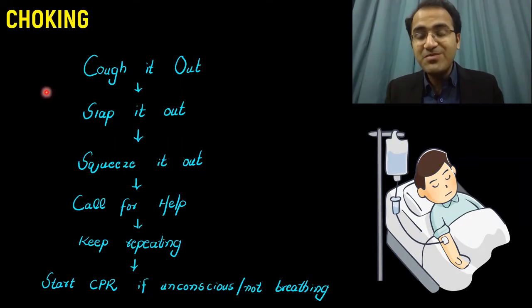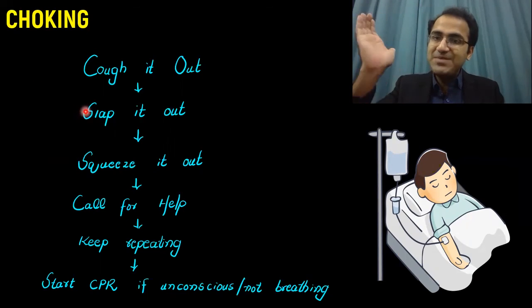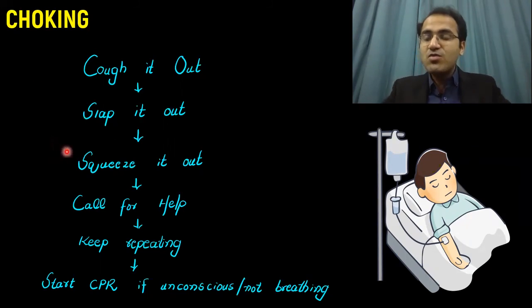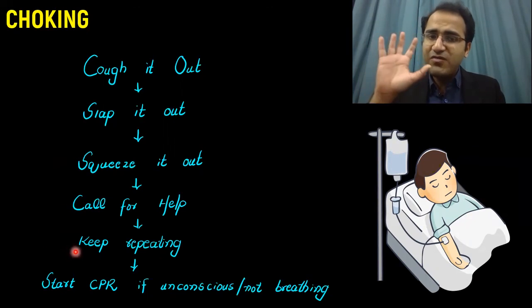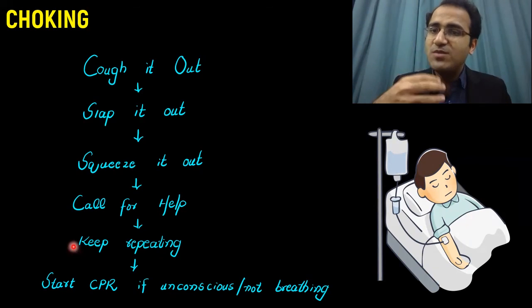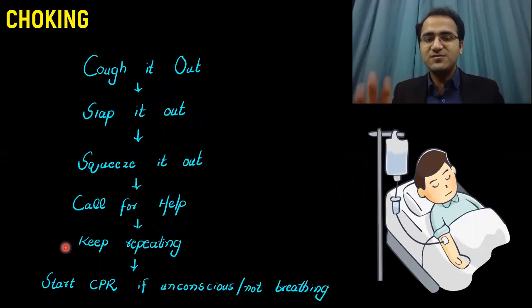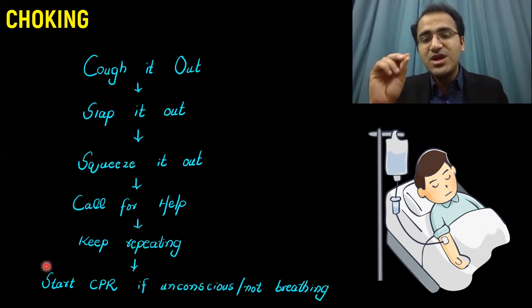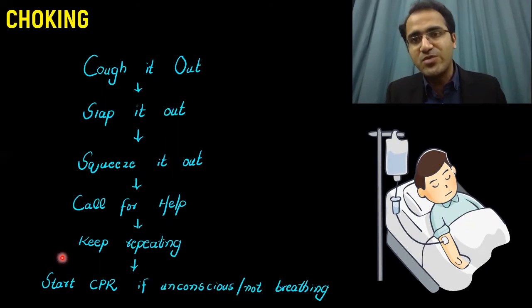So you can simply remember it as: cough it out, slap it out by slapping the back, squeeze it out by the Heimlich maneuver, call for help, and keep repeating 5 back blows and 5 Heimlich thrusts till the time the patient's obstruction is relieved or the help arrives, and give CPR if the patient is unconscious or not breathing.